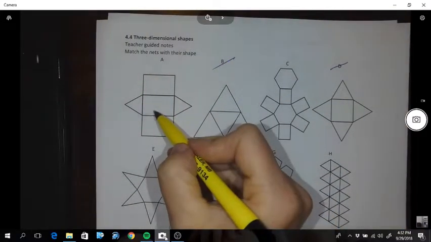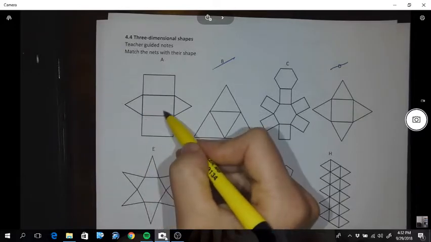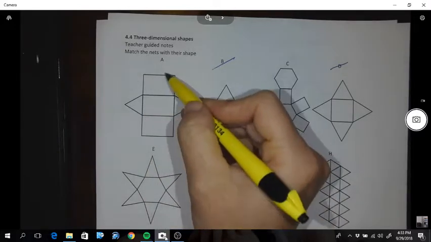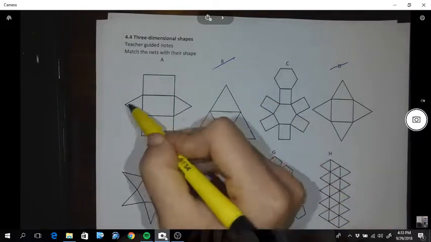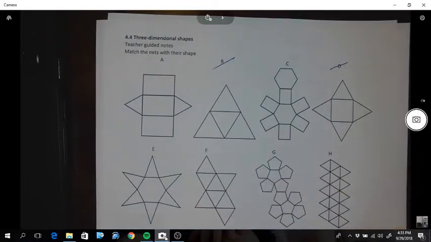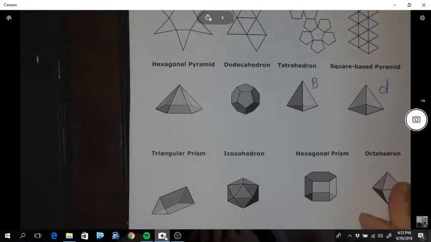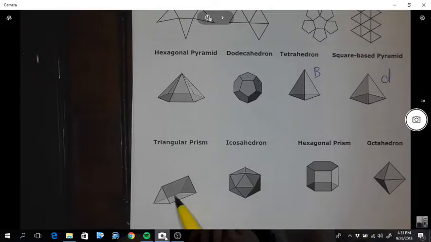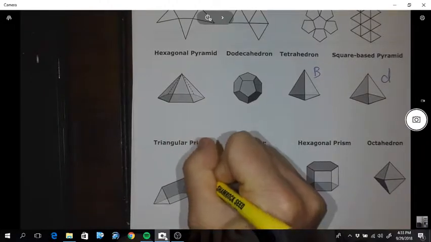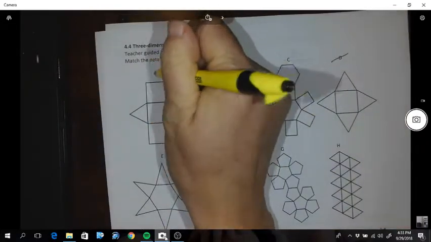Okay, so this one looks like a rectangle base. These 2 rectangles will be on the sides and the 2 end pieces would fold up as triangles. So that looks like it would match this one. So we're done A.